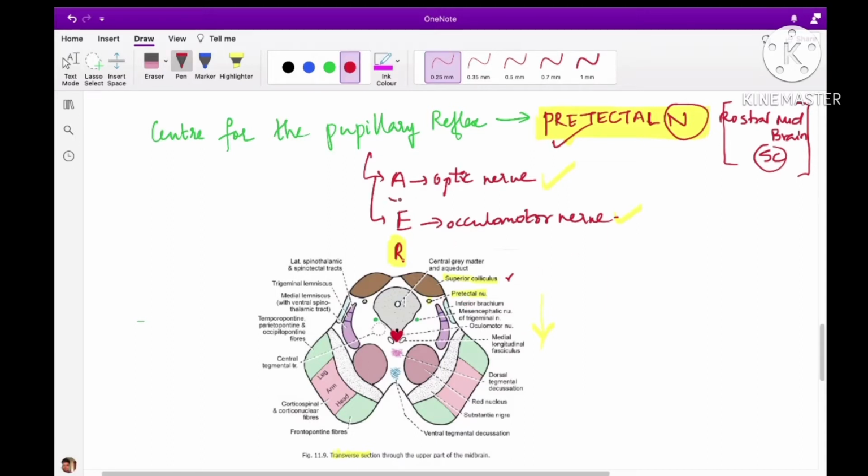And what is the afferent limb of the pupillary reflex? It is the optic nerve. What is the efferent limb of the pupillary reflex? It is the oculomotor nerve.